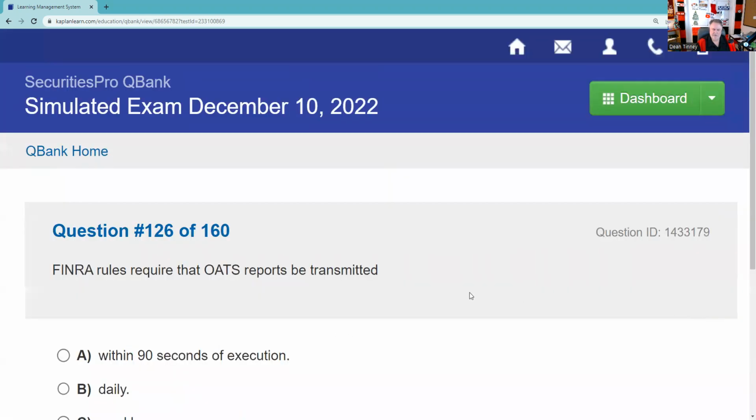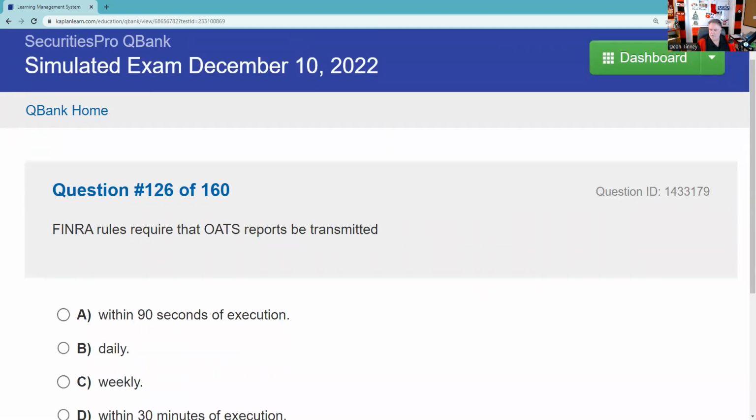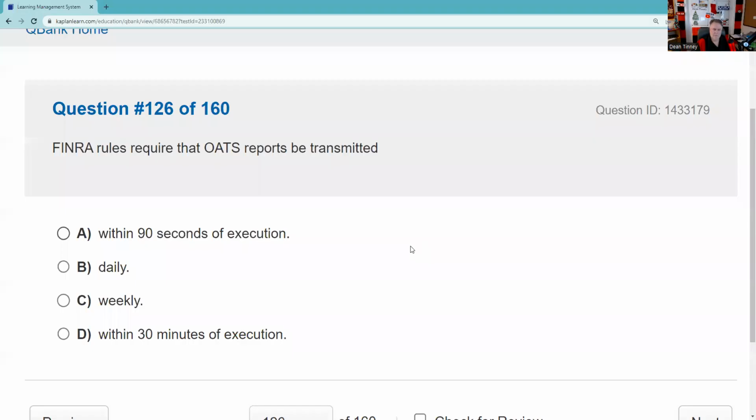Question 126. As I told you, Oates is no longer around, but the replacement is very similar. And so we transmitted the reports daily.